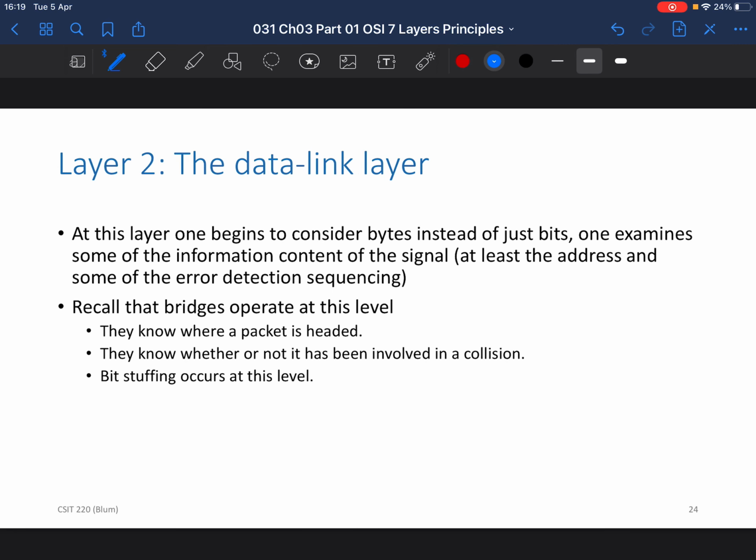Second layer, the data link layer. At this layer, one begins to consider bytes instead of just bits. One examines some of the information content of the signal, at least the address and some of the error detection and sequencing. Recall that bridges operate at this data link layer. So the bridge knows where a packet is headed. They know whether or not it has been involved in a collision. And also bit stuffing, which we will discuss a little bit after this, also occurs in this layer.